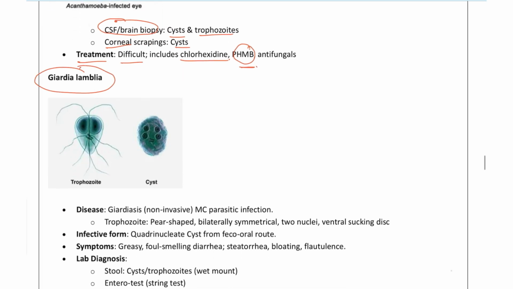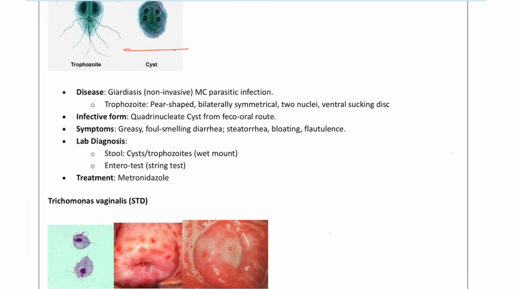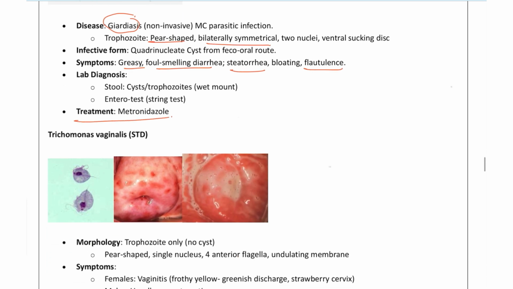Giardia lamblia, where you are going to see a twitching, falling-leaf appearance, the leaf-like motility. This causes giardiasis, a dysentery-like illness. The shape is pear-shaped and bilaterally symmetrical, and the infective form is again the quadrinucleate cyst. This causes steatorrhea, flatulence, and greasy, foul-smelling diarrhea. The drug of choice is metronidazole.